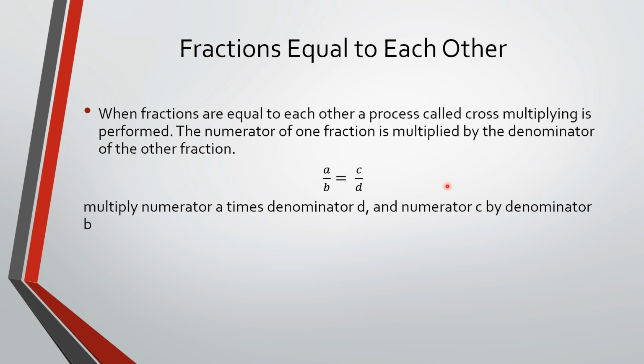So we multiply the numerator a times the denominator d. So we multiply these together, and we multiply the numerator c by the denominator b, okay? And then we get this equation. So I have a times d equals c times b. And then if we had values for these other ones, we could solve. If we don't have values, you know, we can find out what we need to find out from this, okay, and get the answer that we're seeking.